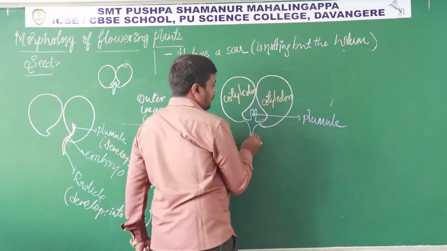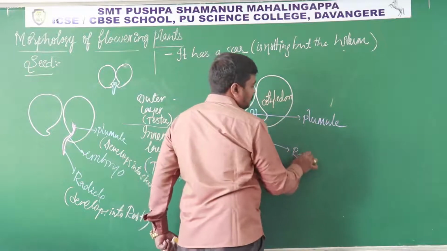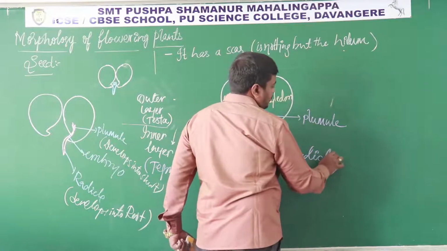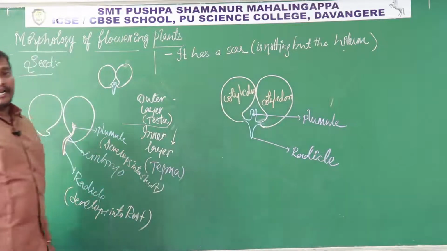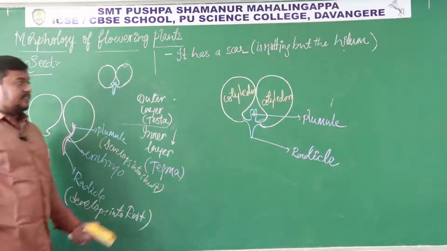So this is the structure of dicot. This is called radicle, plumule and radicle. Okay.